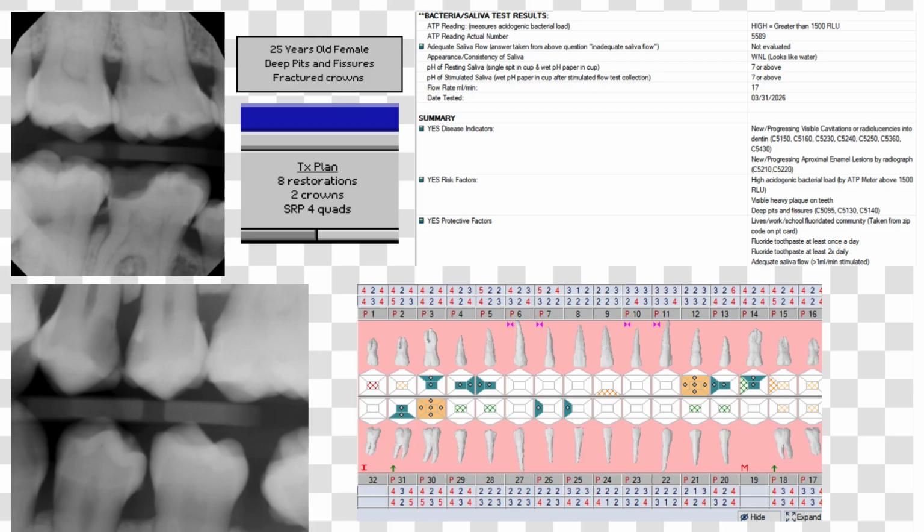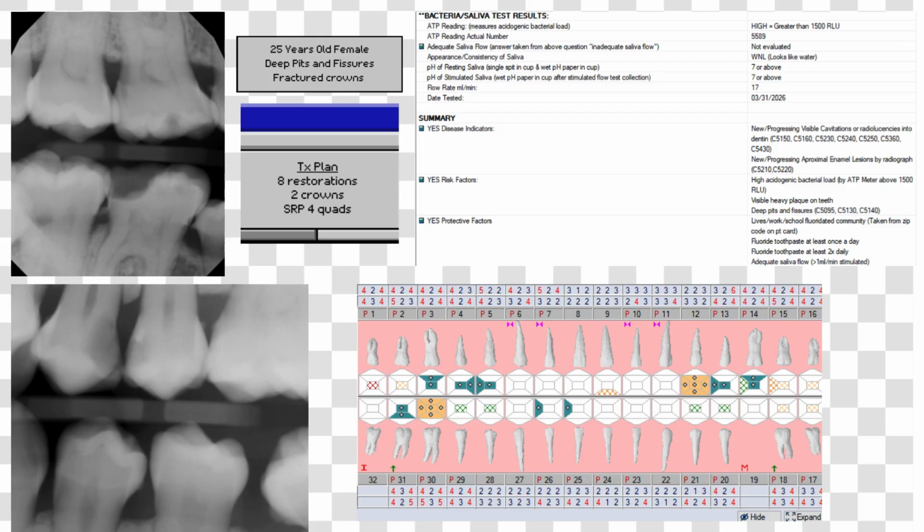Radiographic evidence showed new and progressing caries lesions into dentin, along with proximal enamel lesions. Clinically, the patient presented with deep pits and fissures, visible plaque accumulation, and a fractured crown, like you can see here, all of which increase plaque retention and caries susceptibility.